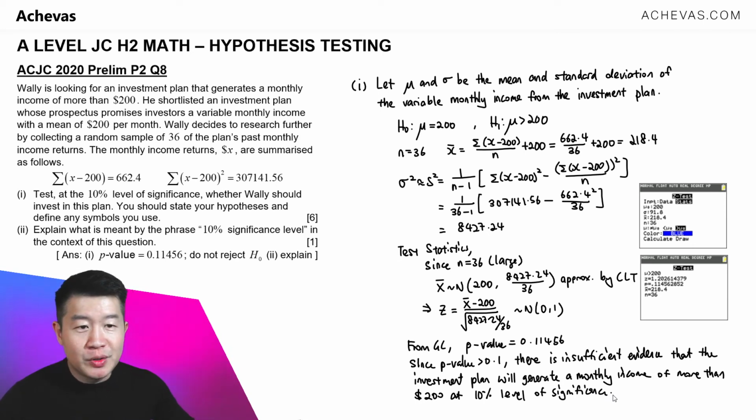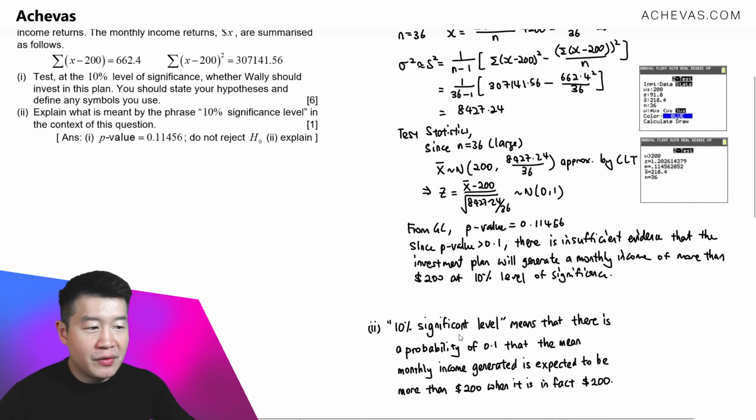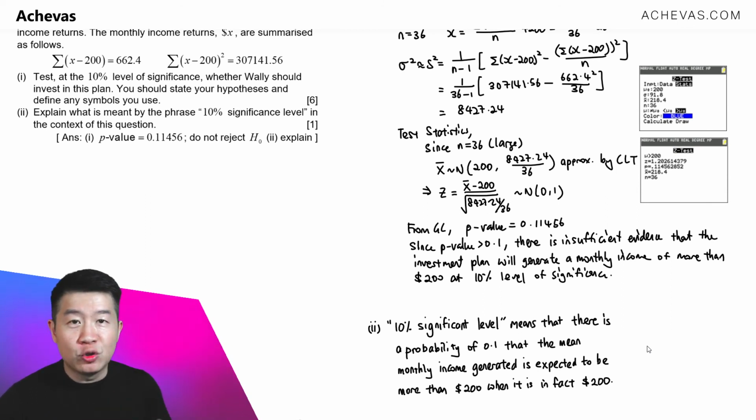In part 2, we are supposed to explain the meaning of this 10% level of significance. So for a 10% level of significance, it means that there is a probability of 0.1 that the mean monthly income generated is expected to exceed, to be more than $200, when it is in fact $200.